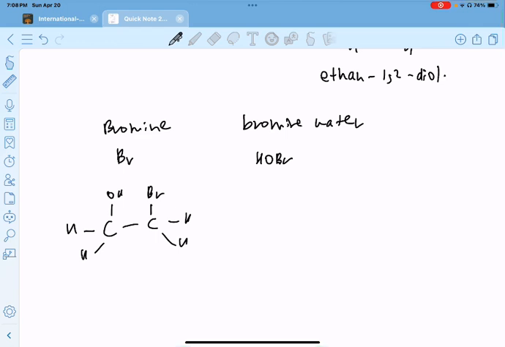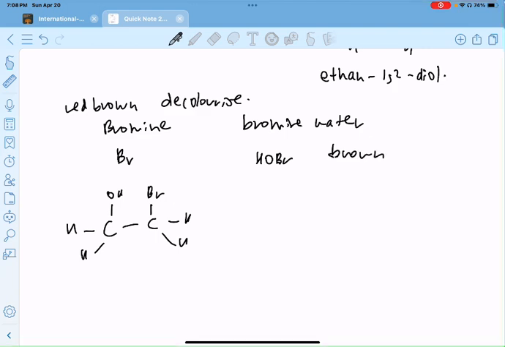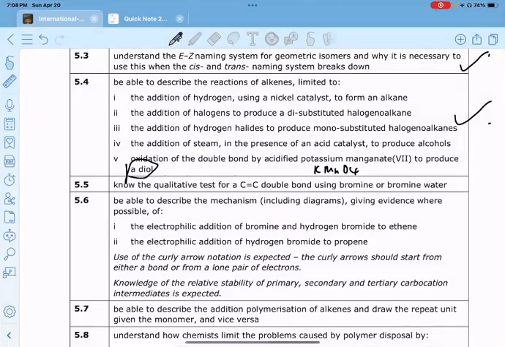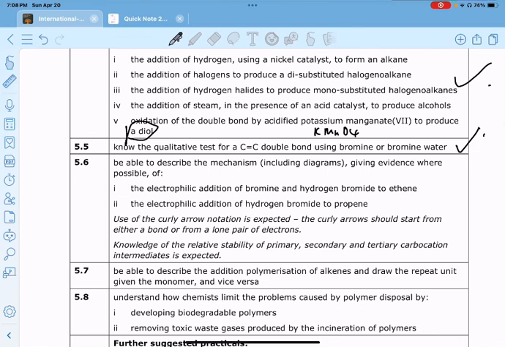When you use bromine, the red-brown color of bromine will decolorize. Bromine water has a brownish color, so the brown color, again, will decolorize. This is essentially the test for alkenes, okay? That's the qualitative test for alkenes using bromine and bromine water, okay? There are more tests, but you're supposed to know these for Unit 1 only, okay?